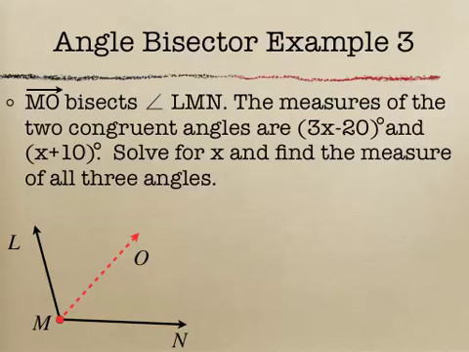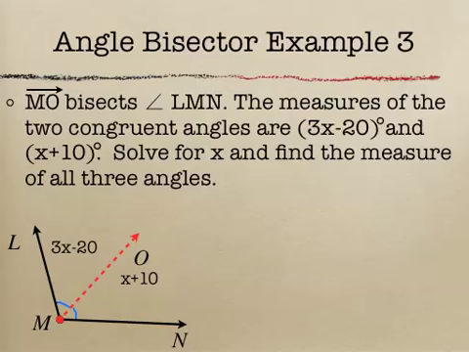I'm going to go ahead and mark what we know. It says the measures of the two congruent angles are 3x minus 20 and x plus 10. It doesn't really matter which angle is 3x minus 20 and which angle is x plus 10, because remember, if MO is bisecting my angle, we have two congruent angles here. So go ahead and mark them. Now, if we have two congruent angles, we know that the angles should be equal to each other.